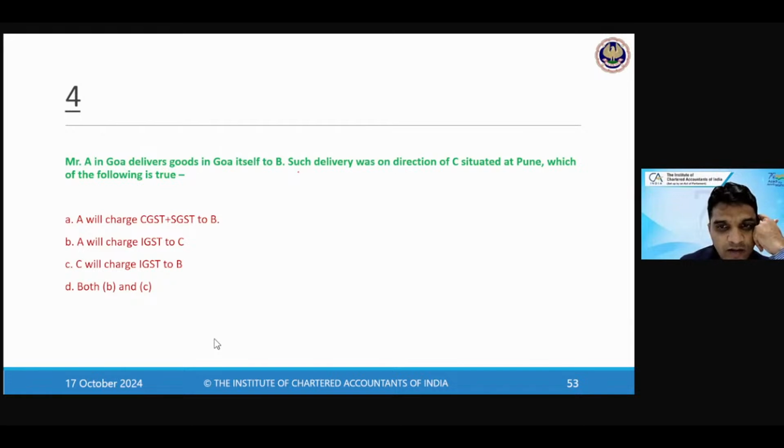Most of the answers I'm getting is A. Okay. So the correct answer is that yes, A is correct. The transaction A will charge CGST, SGST. No, because let us understand this clearly.